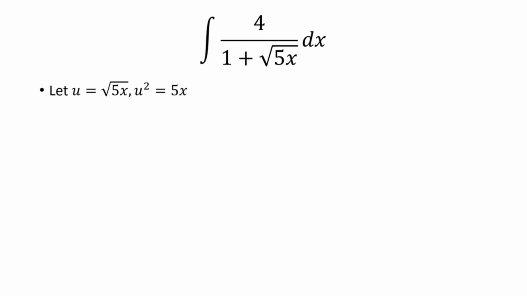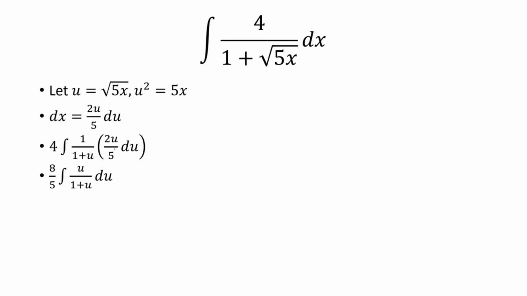Now finally, with the third method, we're going to let u equal root 5x. And so u squared is just 5x. Taking the derivative of this, dx will then be 2u over 5 du, since x would be u squared over 5. And now we can replace the root 5x with u. That's what we let u be. And then dx, we just found out to be 2u over 5 du. Pull out the 2, multiply by 4, divided by 5.